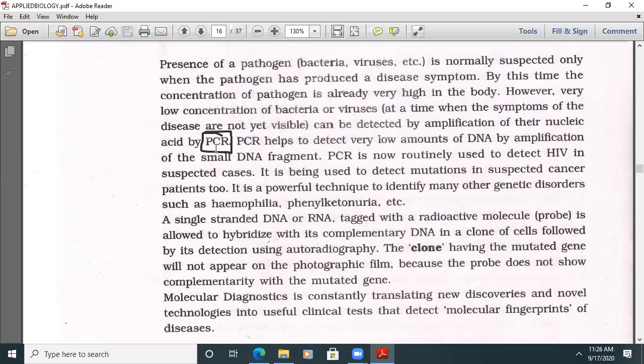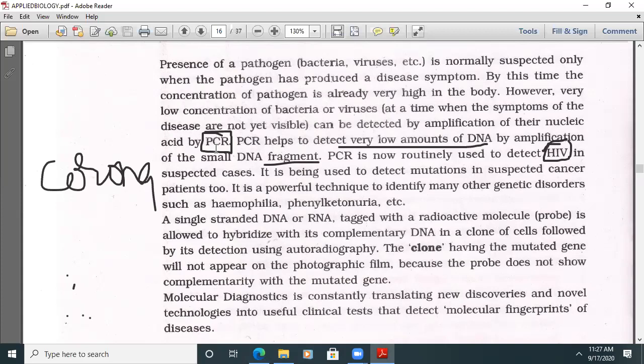PCR helps to detect very low amounts of DNA by multiplication of a small DNA fragment. Particularly, it is very good for viruses. PCR is now routinely used to detect HIV, and I think we have to add one more, COVID-19, in suspected cases. It is also used to detect mutations in suspected cancer patients, where even fewer cells are present. We are multiplying them in that way.